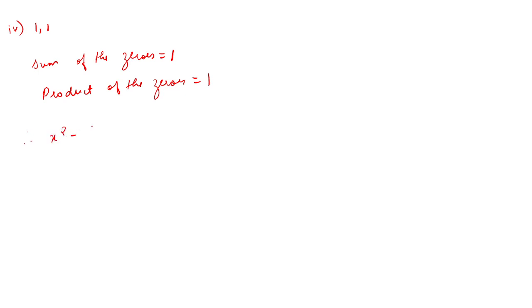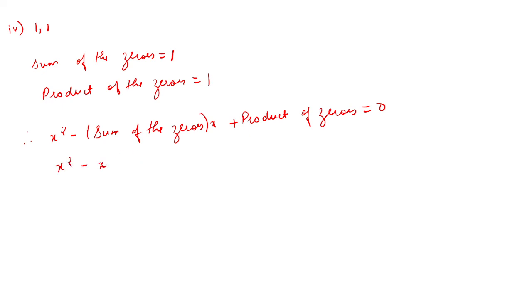Next question is this, 1 and 1. So the sum of the zeros is equal to 1, and the product of the zeros is equal to 1. Therefore the equation is x squared minus the sum of the zeros times x plus the product of zeros, equal to 0. So x squared, the sum of zeros is x, because the sum is 1 plus 1, and this is going to be equal to 0.